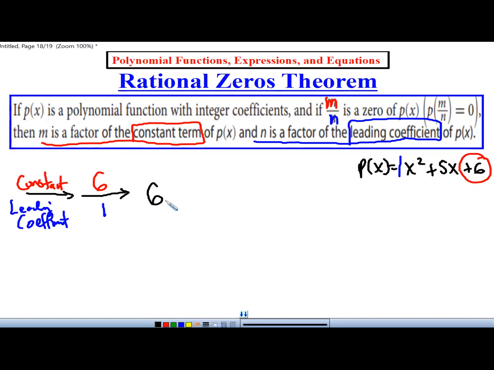So what are the factors of 6? Let's see, factors of 6 are 1 times 6, 2 times 3, and that's it. So the factors of 6 are 1, 2, 3, and 6, either positive or negative. Any of these numbers, if I substitute them in here, could make that equation 0. Could all of them be? Sometimes, maybe not, but we need to check them. That's what we're going to be doing today.